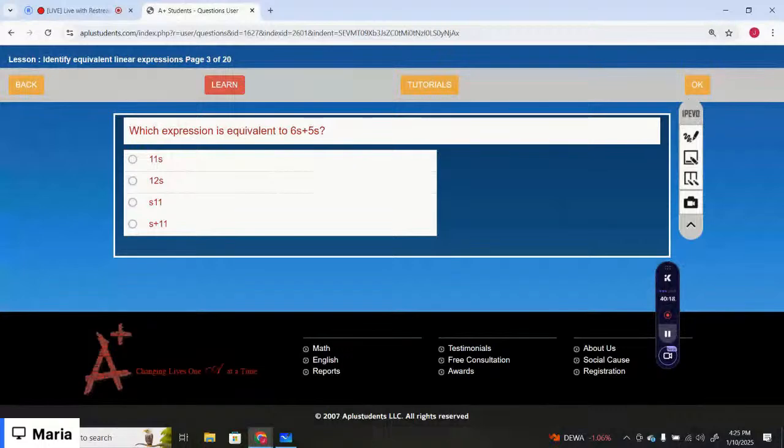Which expression is equivalent to 6x plus 5s? Eleven s. Option number 1 is the correct option.